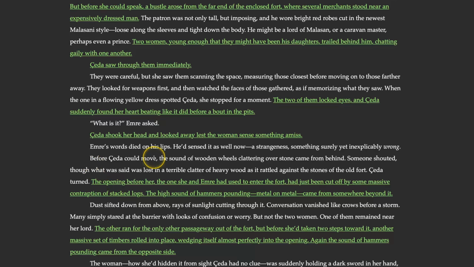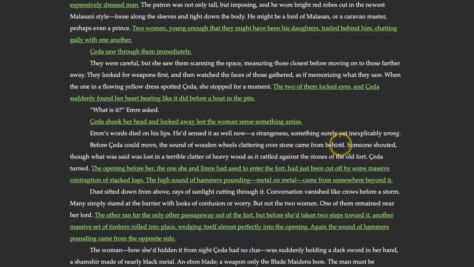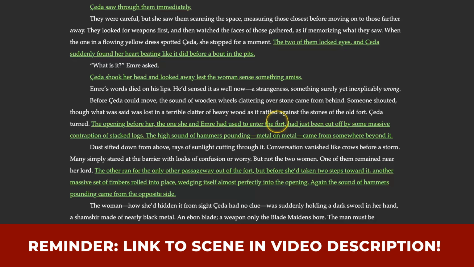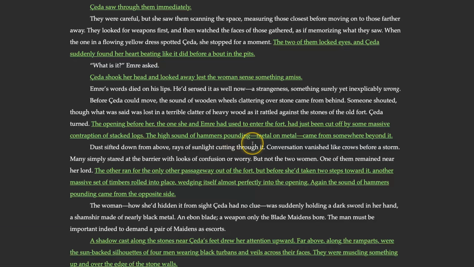And then, before Cheta could move, the sound of wooden wheels clattering over stone came from behind. Someone shouted, though what was said was lost in a terrible clatter of heavy wood as it rattled against the stones of the old fort. Cheta turned. The opening before her, the one she and Emery had used to enter the fort, had just been cut off by some massive contraption of stacked logs. The high sound of hammers pounding metal on metal came from somewhere beyond it. And so this would be pretty disconcerting if you were inside that tower. Cheta recognizes immediately something terrible is about to happen. One way of getting out of this tower has been cut off, and we see in just a minute that the other way is cut off too. There's one way in, one way out of this tower.